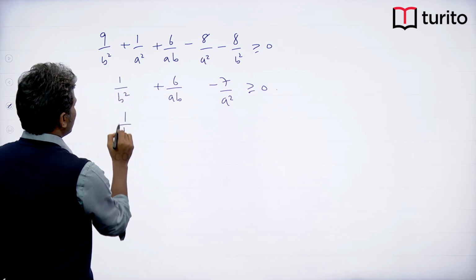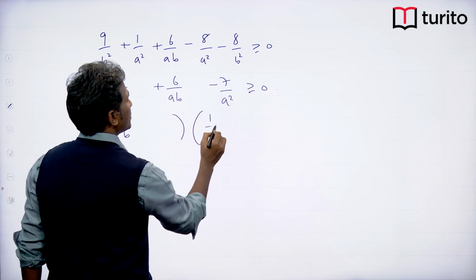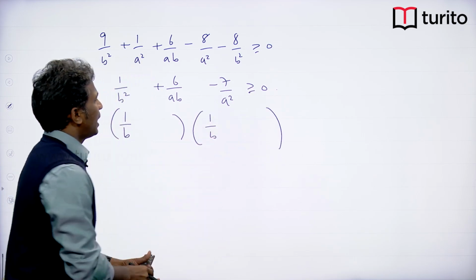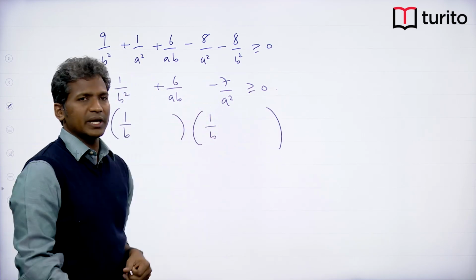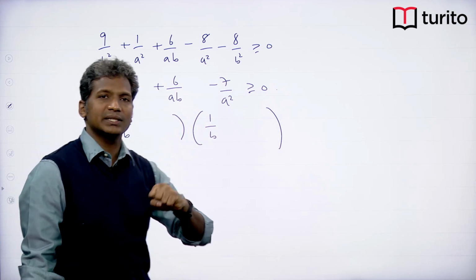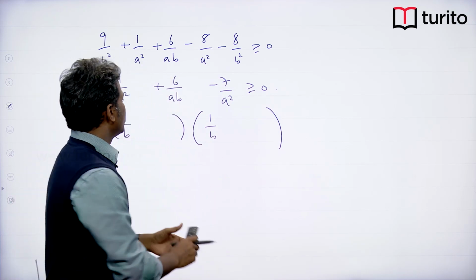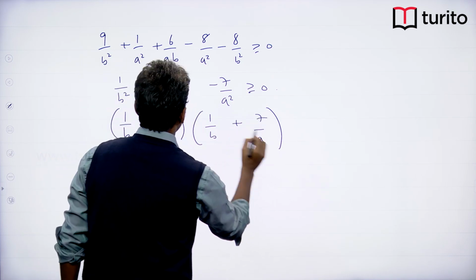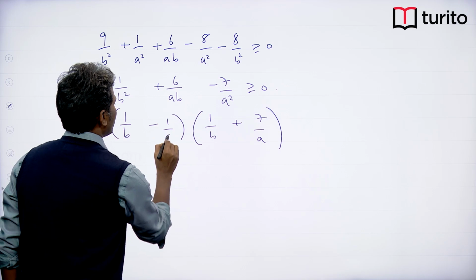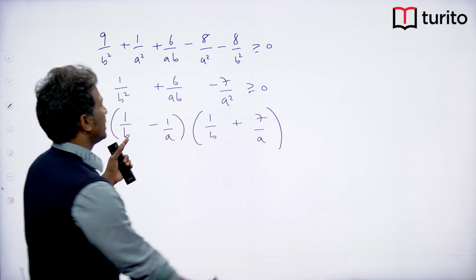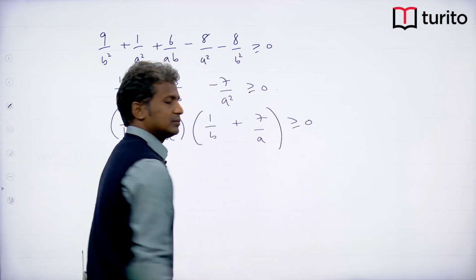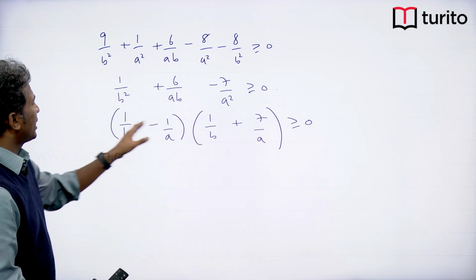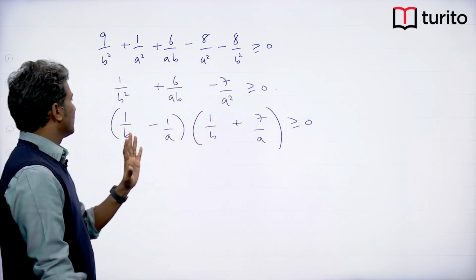So, one factor is going to have 1 by B, other is also going to have 1 by B, and here we must be getting minus 7 by A square, and 6 can be written as 7 minus 1. So, we can just say that this is, let us say, plus 7 by A, and this is minus 1 by A. So, now see if you are getting the same thing or not. Okay. So, basically I have factorized it completely.